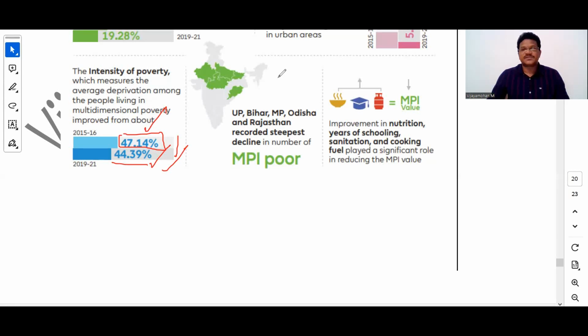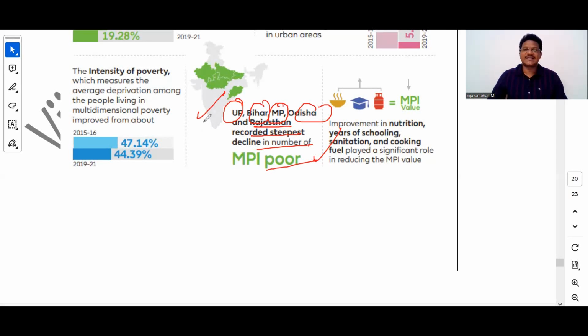And if you see Uttar Pradesh, Bihar, Madhya Pradesh, Odisha and Rajasthan recorded the steepest decline in the number of multidimensional poverty MPI poor. So manaki why was there a steepest decline in UP, Bihar, MP, Odisha and Rajasthan? Meeku previous class lo cheppinatlu, the base effect ante already they were starting from the lower levels. So even a slight improvement seems to be a very huge improvement anamata, right?